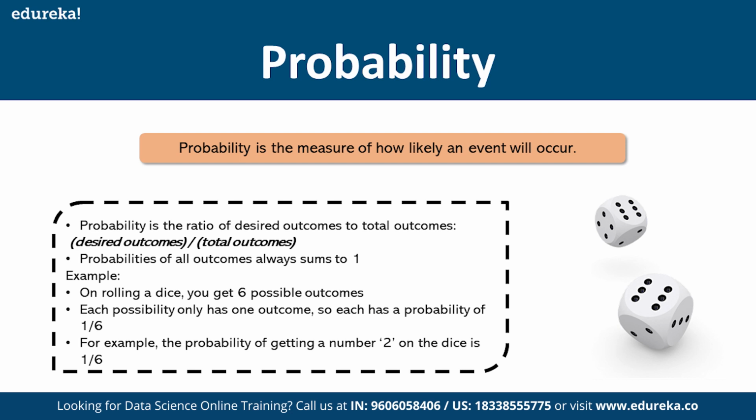For example, rolling a dice, you get 6 possible outcomes. So the probability of each outcome is 1 by 6. The probability of getting 1 is 1 by 6. The probability of getting 2 on the dice is 1 by 6 again. The probability of getting each number on the dice is 1 by 6. So that is probability, the likelihood of getting the desired result divided by the total number of events.